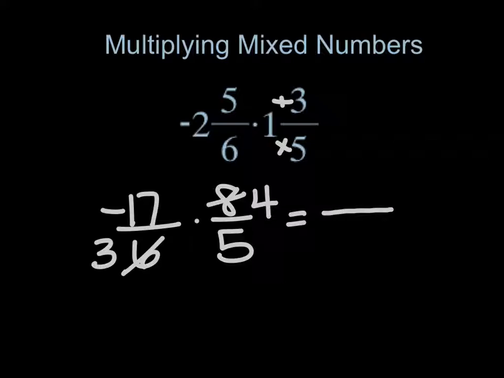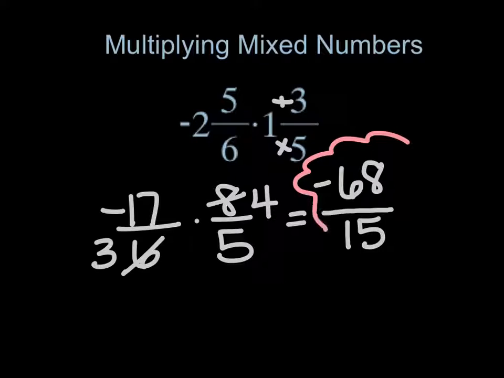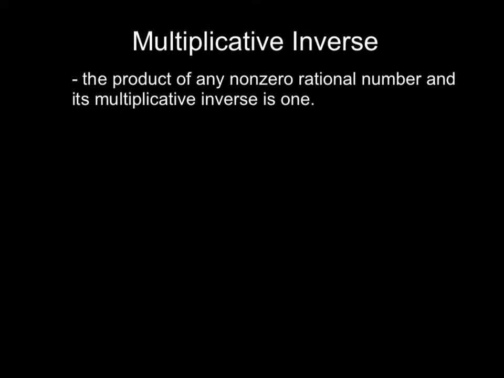If you do 17 times 4, you get -68, and on the bottom you get 3 times 15, 3 times 5, which is 15. Now you just want to double check and see if you can simplify this, and if you can't, you can go ahead and leave this as an improper fraction. You don't have to rewrite these as mixed numbers anymore.